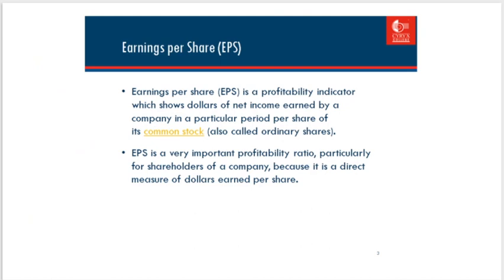Earnings per share (EPS) is a profitability indicator which shows dollars of net income earned by a company in a particular period per share of its common stock, also called ordinary shares. Earnings per share is calculated by dividing net income for a period attributable to common stock owners by the weighted average number of common shares outstanding during the period.